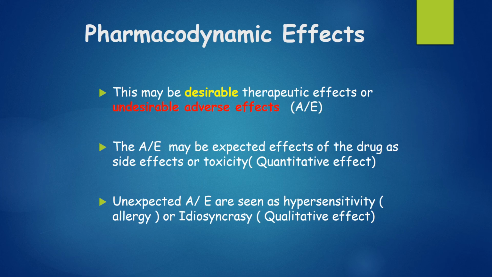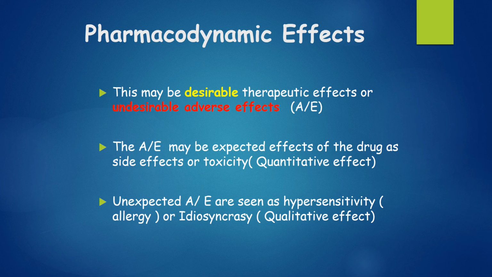Now what is a pharmacodynamic effect? This may be a desirable therapeutic effect or an undesirable adverse effect. The term adverse effect itself denotes an undesirable thing. So the effect of the drug will be of two types. One is the desirable therapeutic effect, and the other is the undesirable one, known as adverse effects. The adverse effect may be an expected effect of the drug, as a side effect or toxicity.